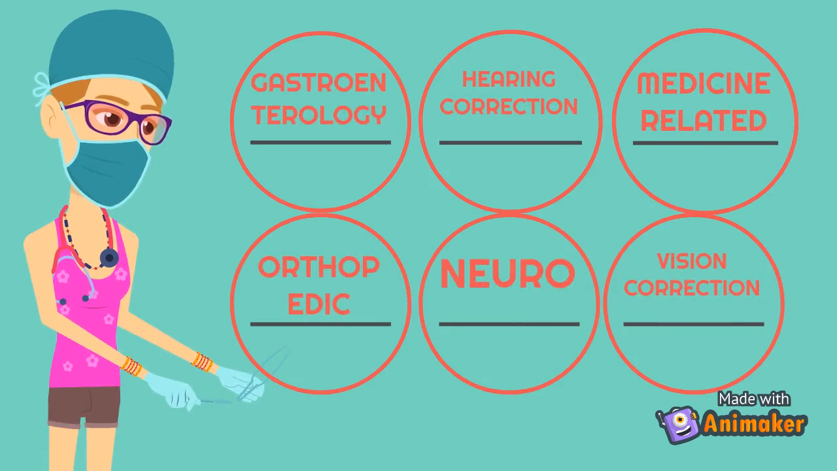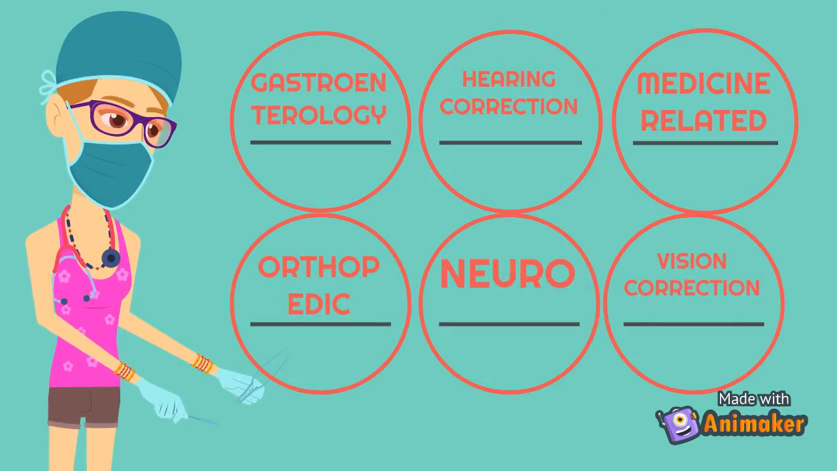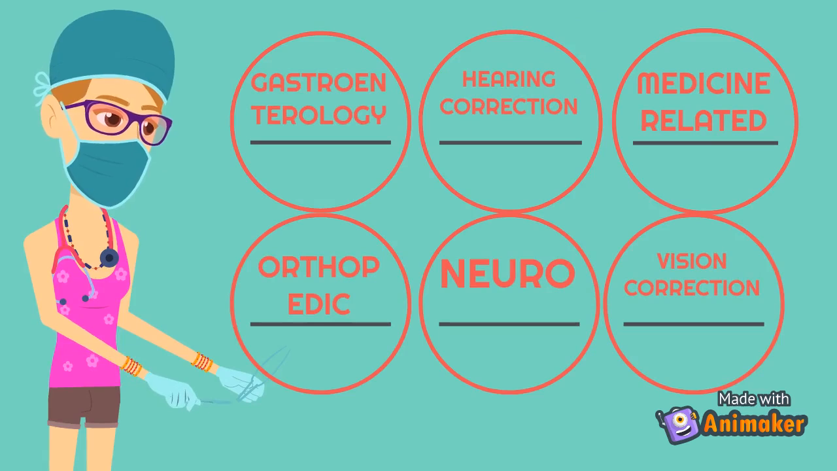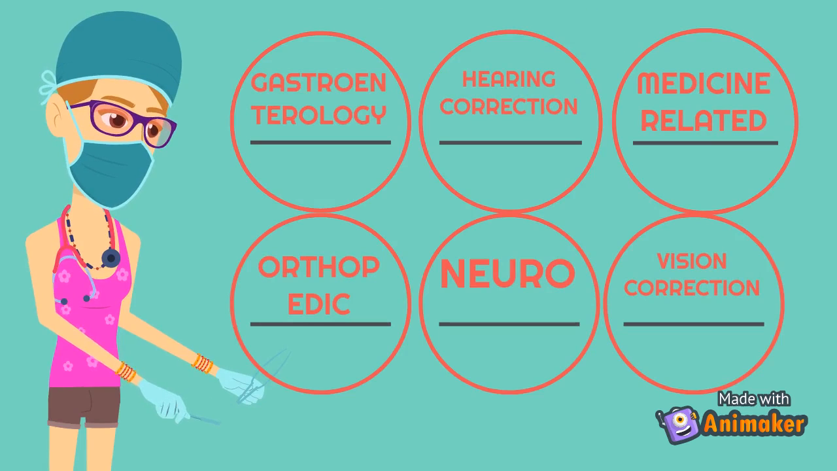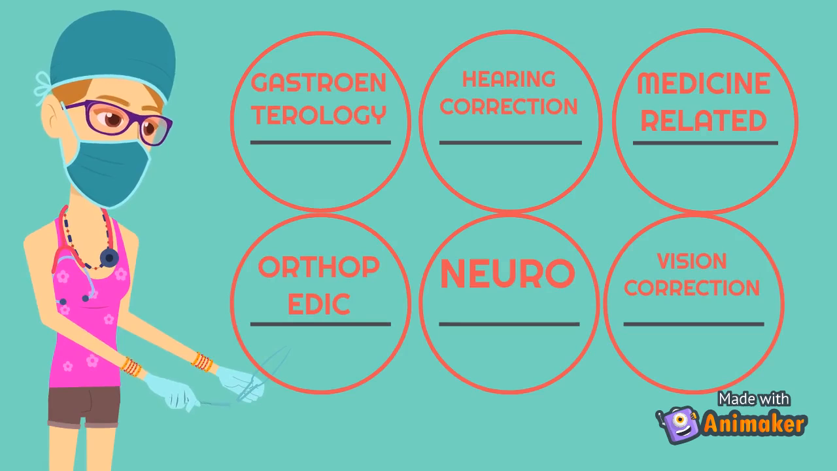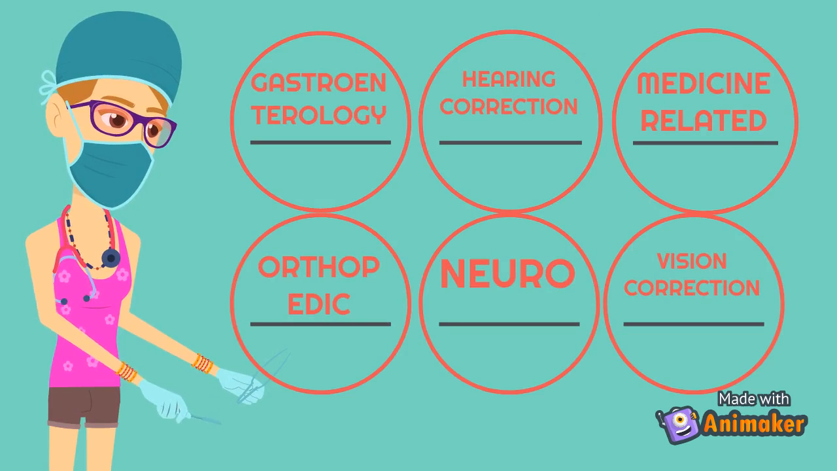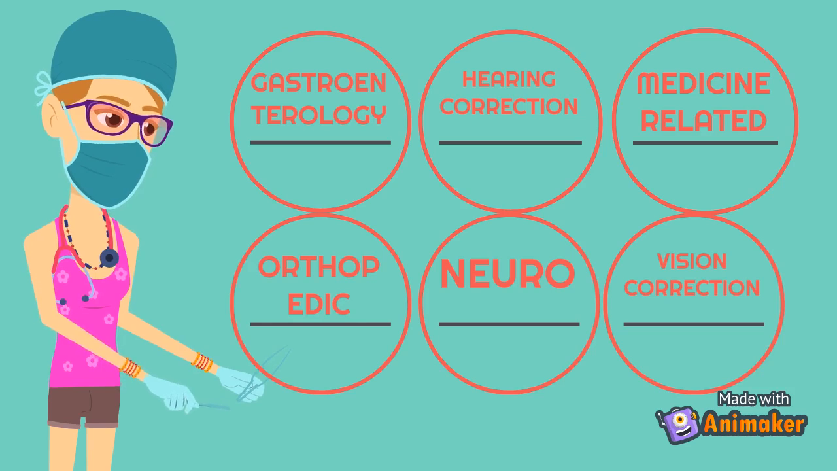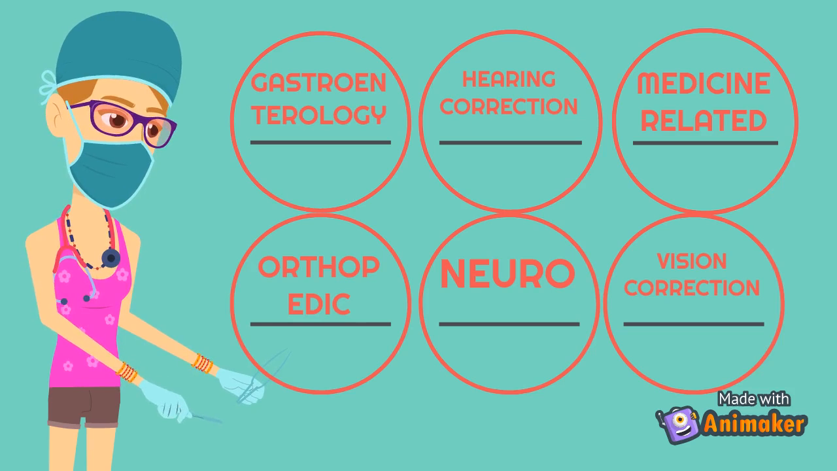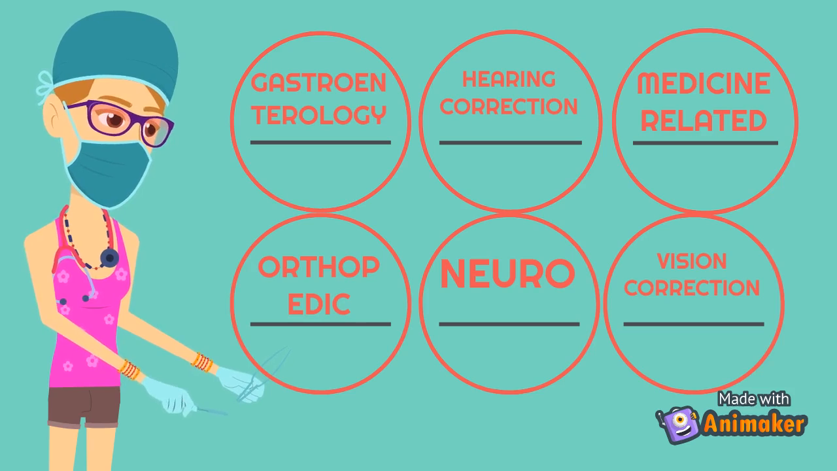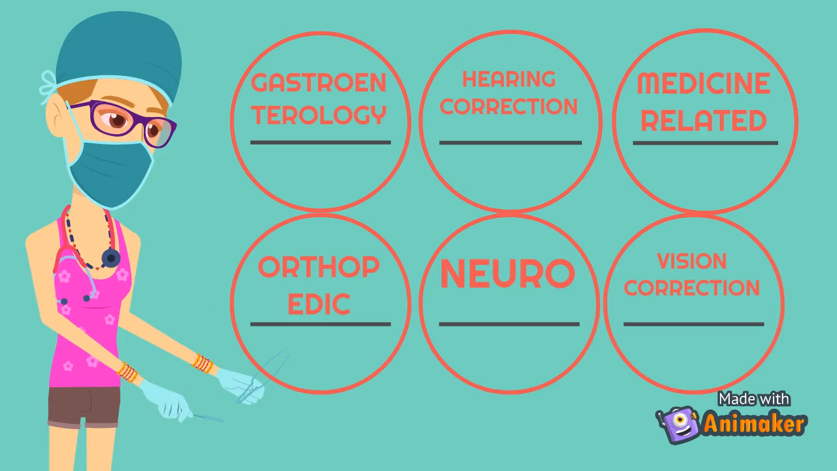First one is the gastroenterology surgery. So this aims to improve the process of feeding, digestion, and bladder or bowel functioning. Next is the hearing correction surgery. So the children with cerebral palsy are also prone to sensorineural hearing loss due to a defect in the nerve fiber. Next is the medicine-related surgery. Children experiencing chronic pain are in need of constant and consistent doses of medication.